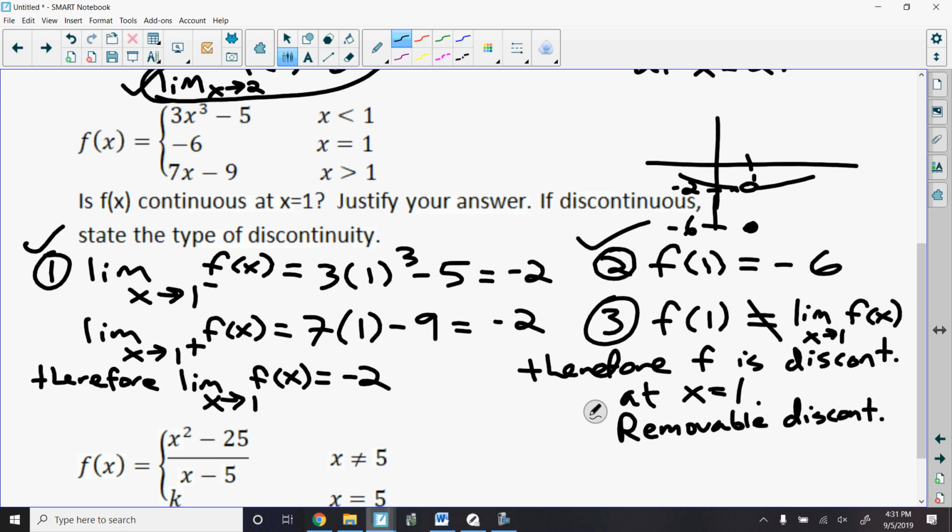Okay, so I know it's a removable discontinuity. If you get that ahead of time, you can just wrap that into your, therefore f has a removable discontinuity at x equals 1. It's kind of a nice way to say that too. Okay, let's take a look at the last one. Part 3.